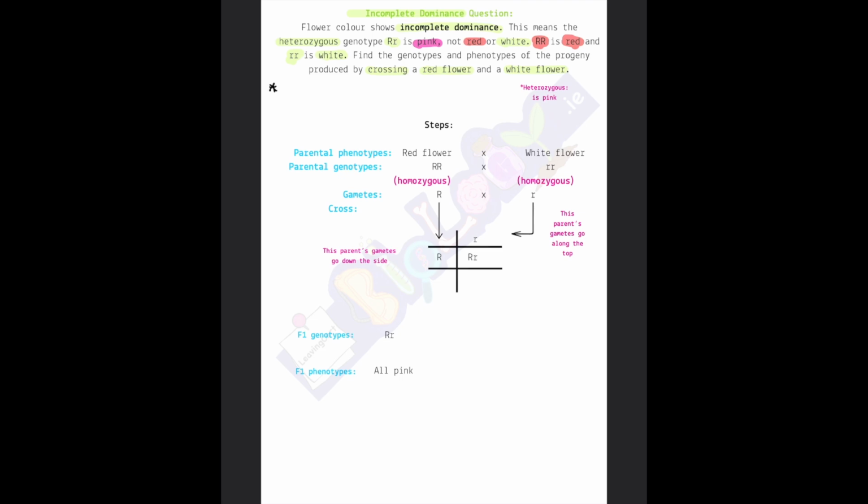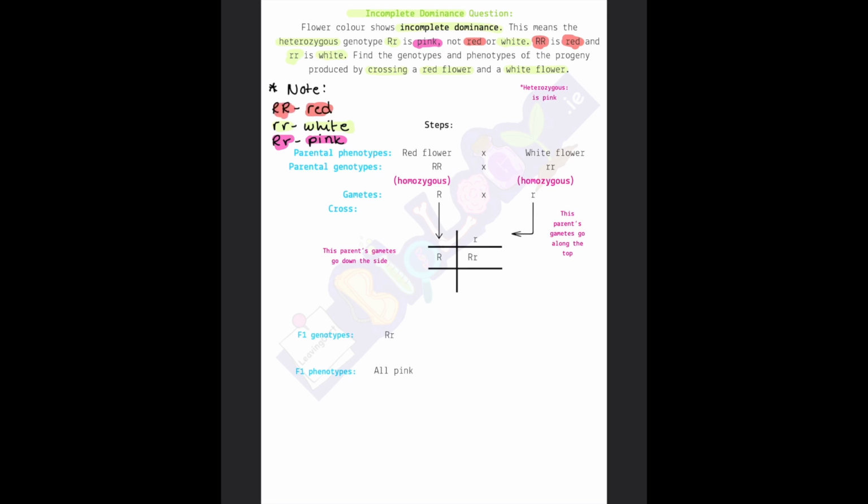Find the genotypes and phenotypes of the progeny produced by crossing a red flower and a white flower. So I always like to write a little note for myself that big R is red, small r is white, and big R, small r is pink. You only need to worry about this if you were told in your question that there's incomplete dominance or something is not completely dominant. Otherwise, proceed as normal that the capital letter is dominant unless you are told otherwise.